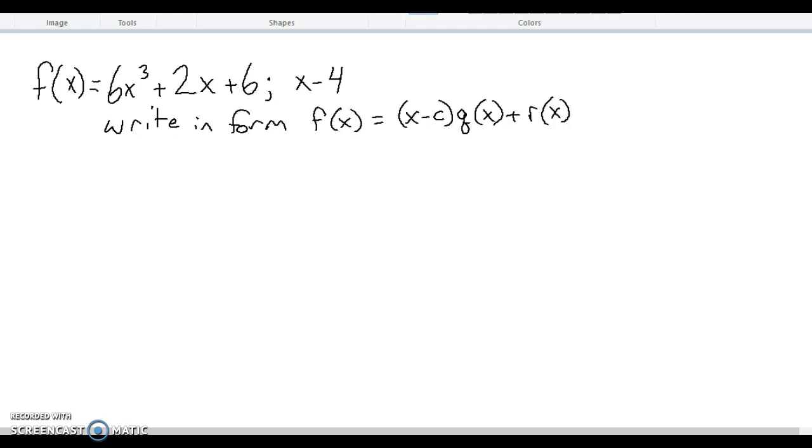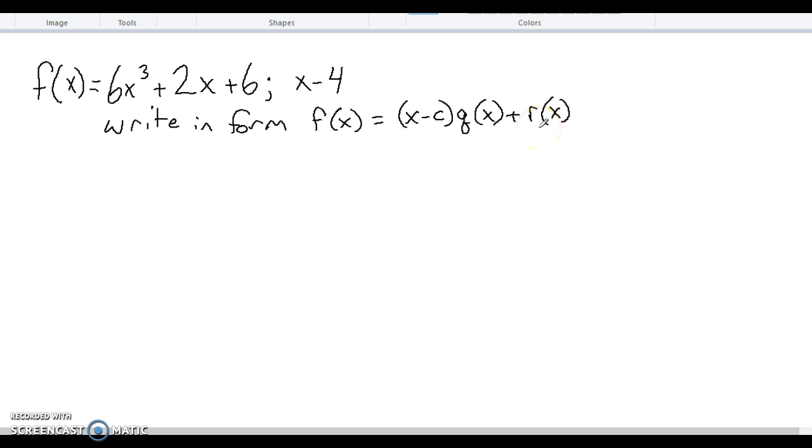Okay, the question here is use synthetic division to divide f of x by x minus c, then write f of x in the form f of x equals x minus c times q of x plus r. So q of x is going to be our quotient. That's what we get when we divide. And r is the remainder. It's going to be the leftovers.